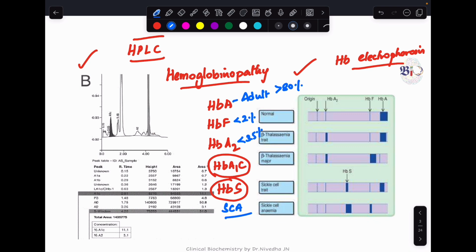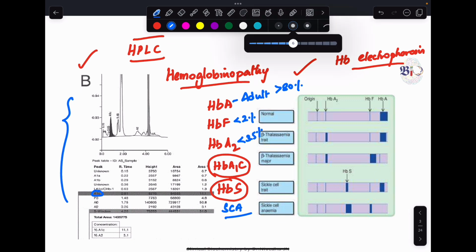Now let us interpret the first graph, which is the HPLC report. Here, as you can see, they have mentioned A1C. Can you see this A1C? They have given it as 11. A1C is nothing but HbA1c. So what is a normal HbA1c? It should be 5.4 or less, is it not? Anything more than that should be considered pre-diabetic and then diabetic. So HbA1c they have given as 11.1.